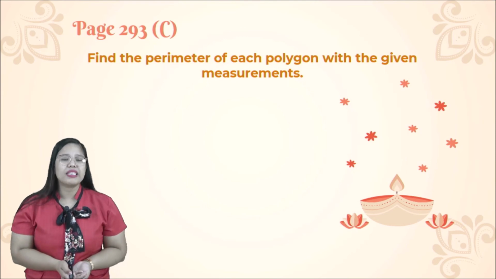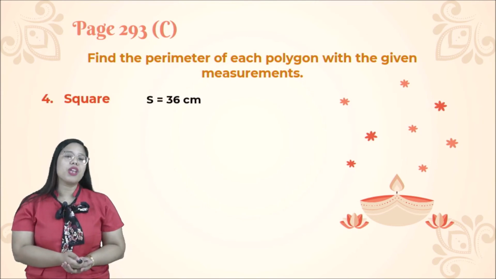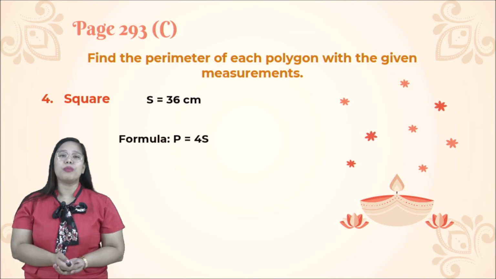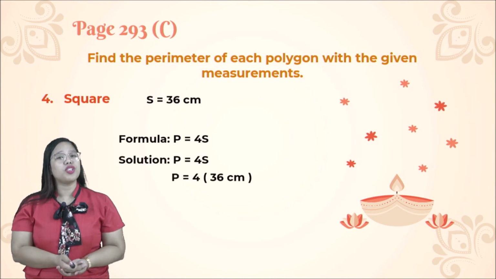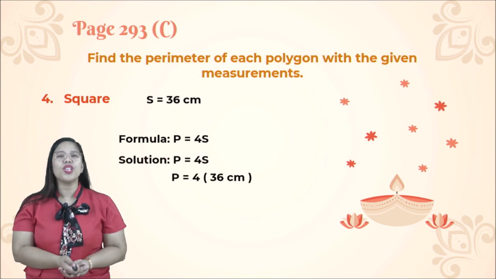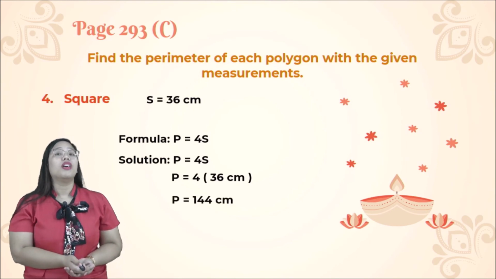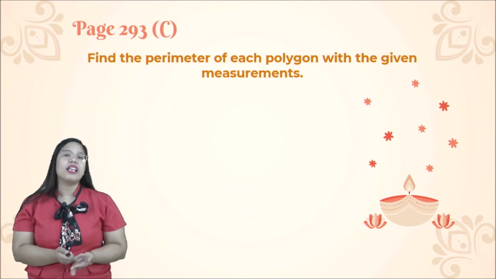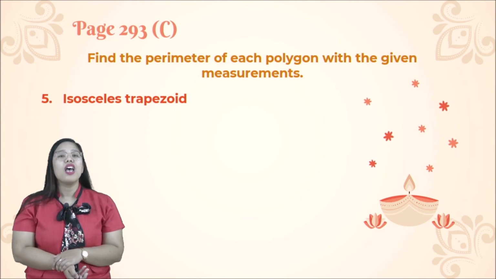Next one, kids, let's have the square. For the square, we have 36 centimeters. So our formula will become 4S. So we will just substitute the value of S, which is 36 centimeters. 4 times 36 will become 144 centimeters. And next one, we have number 5, which is the isosceles trapezoid.